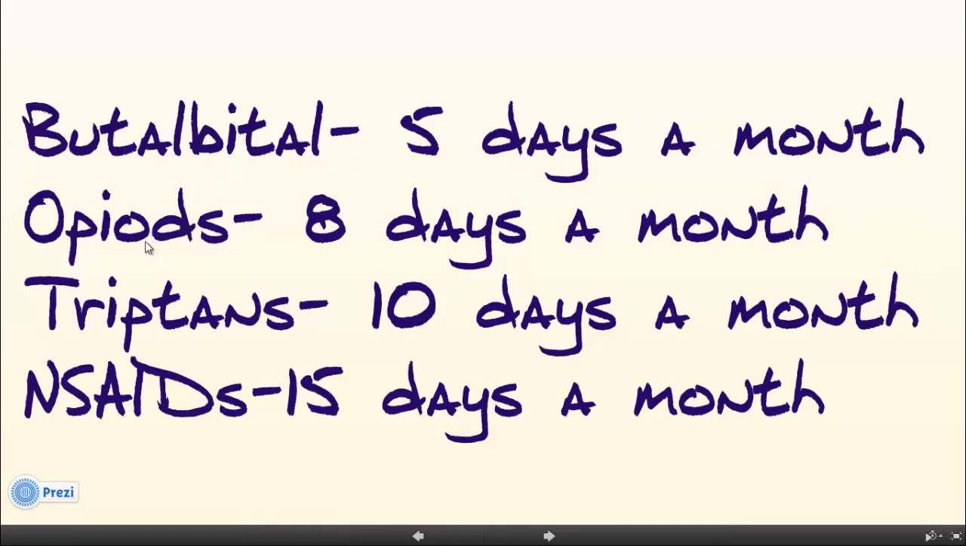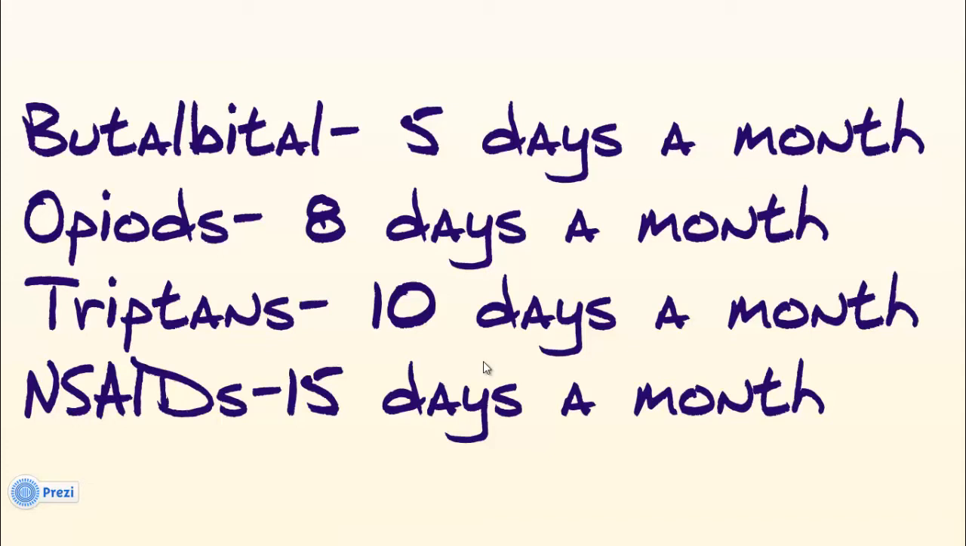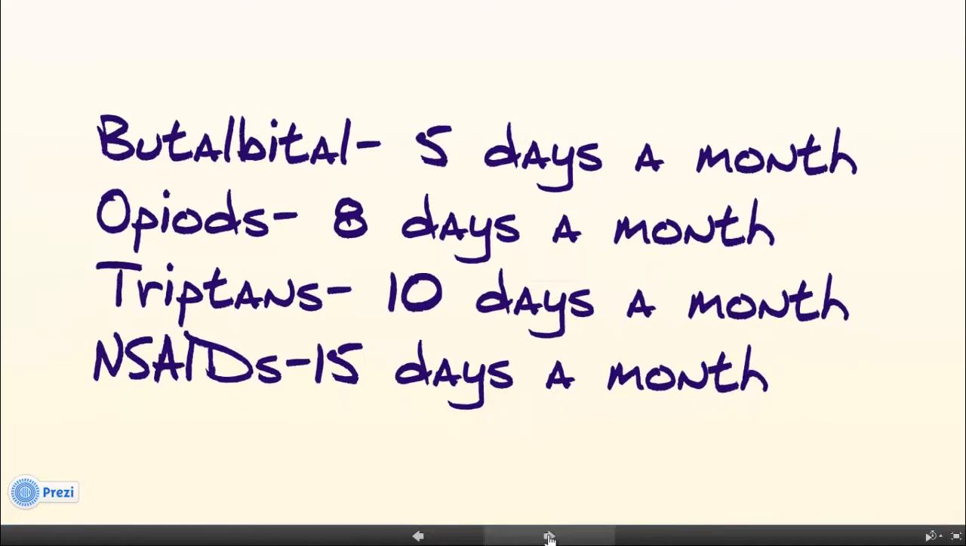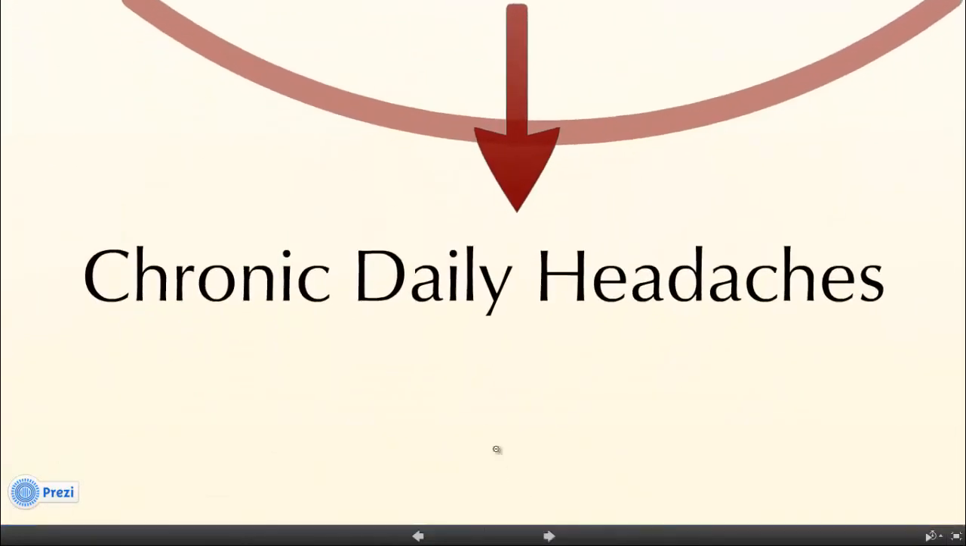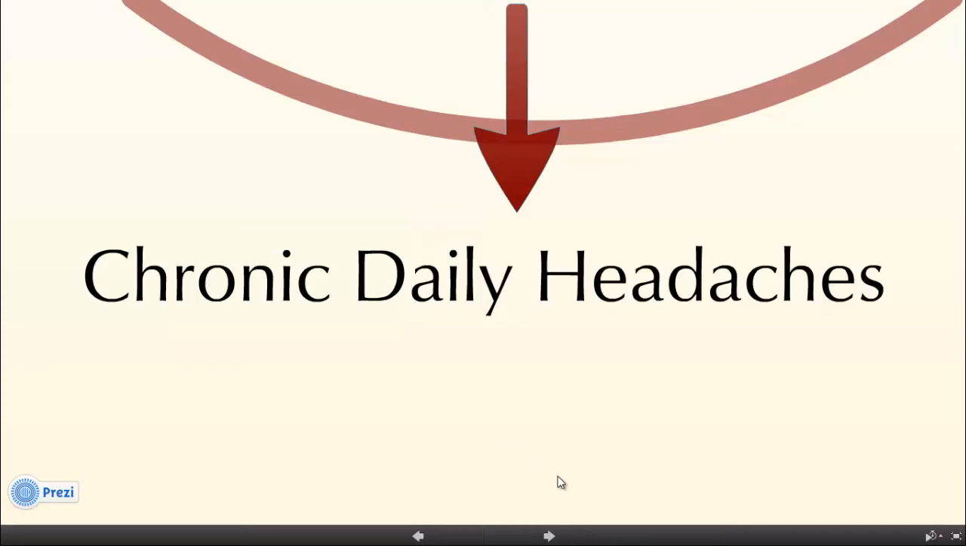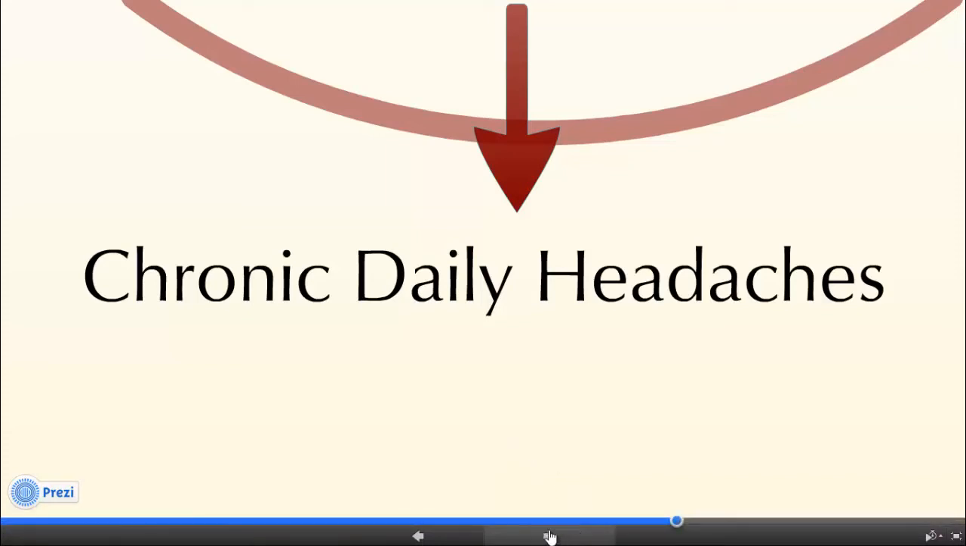Opioids can cause it with use up to 8 days a month. So if you're using them 2 days a week, you're going to cause a rebound or analgesic headache. The triptans, if you take them with too great of a frequency, can cause rebound headaches. And the NSAIDs as well, more than 10 to 15 days a month, can cause a rebound headache. So what happens is somebody will go from having episodic headaches to chronic daily headaches, or they could be called transformed migraine headaches.